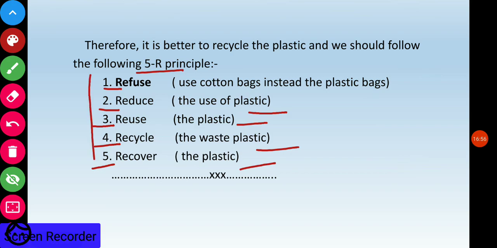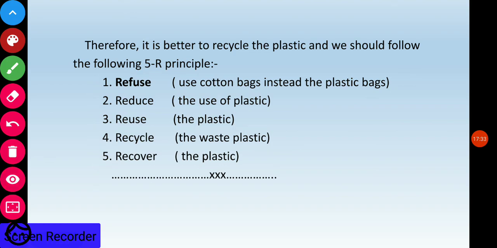So these 5 R's will make our environment free from pollution. We can minimize the use of plastic bags by using cotton bags. We can reuse the same polythene bags again and again, we can recycle the waste plastic, and we can recover the plastic. This is the 5R principle. By using this 5R principle, we can make our environment pollution free. So thank you. That is all.